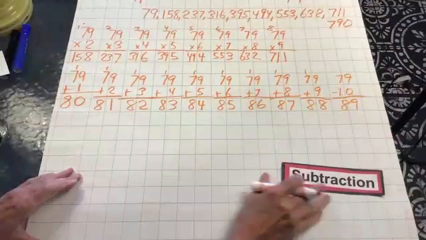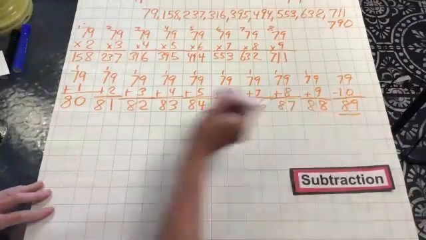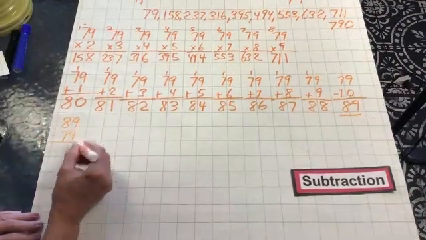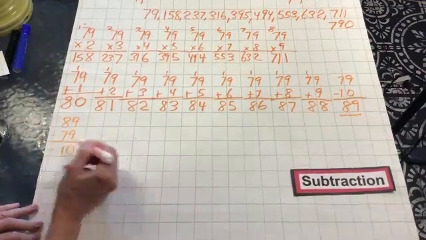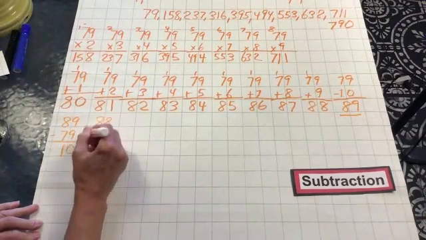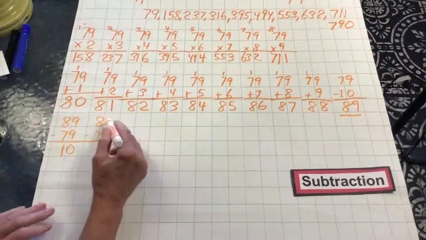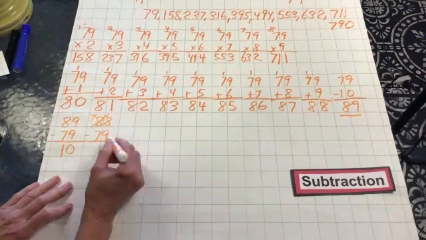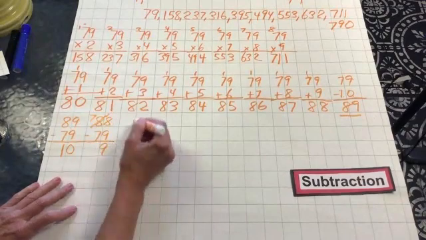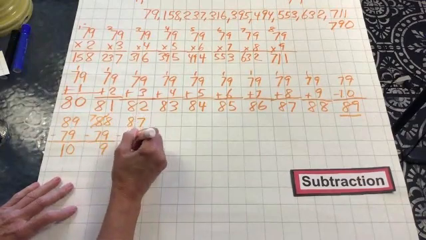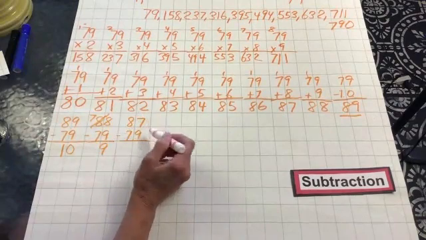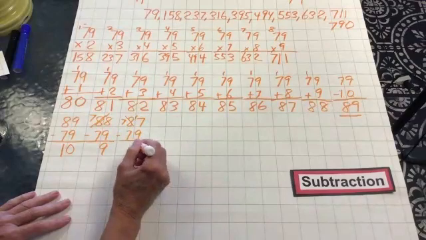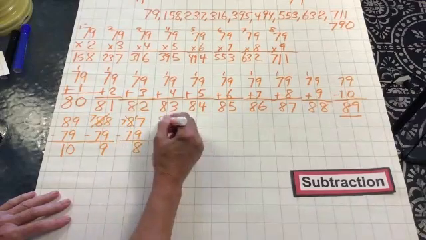So subtraction, we're going to start with the last sum of 89 minus 79. 9 minus 9 is 0. 8 minus 7 is 1. 88 minus 79. 8 minus 9 cannot do. Borrow from the 8, leaving 7, making that 18 minus 9 is 9. 7 minus 7, nothing. 87 minus 79. 9 from 7 cannot do. Borrow from the 8, leaving 7, making that 17 minus 9 is 8. 7 minus 7 is nothing.